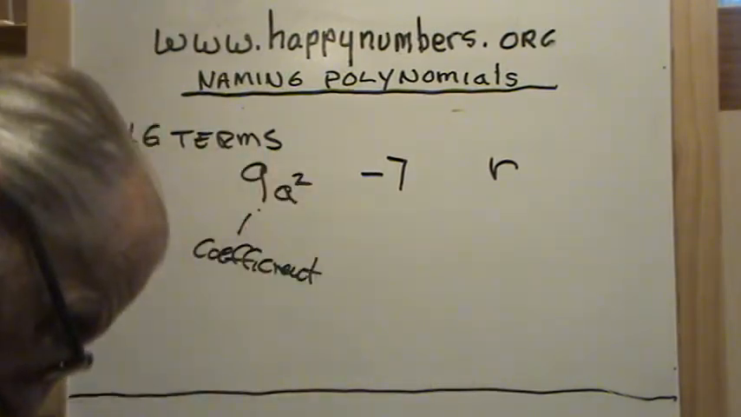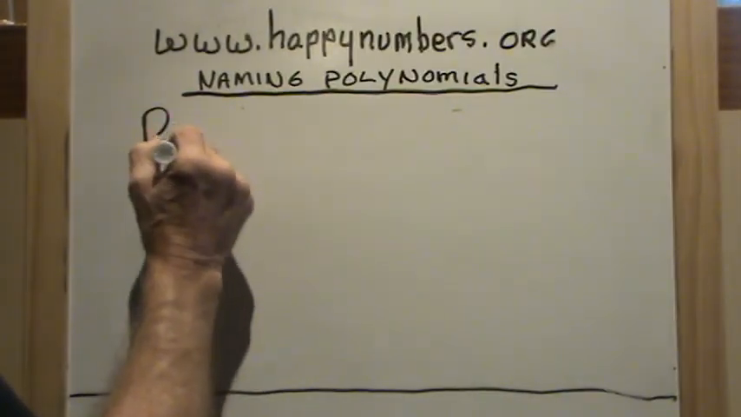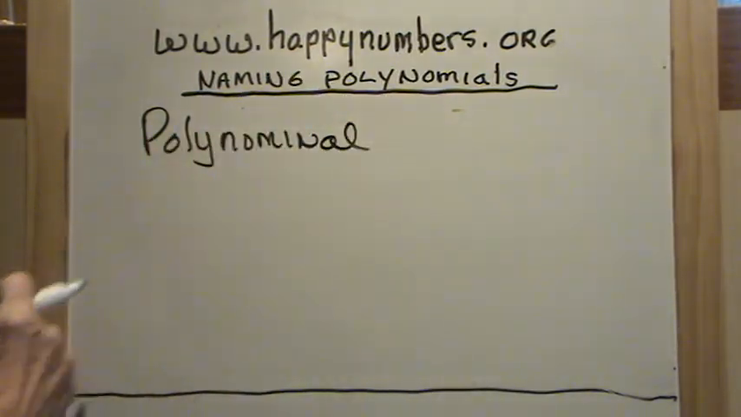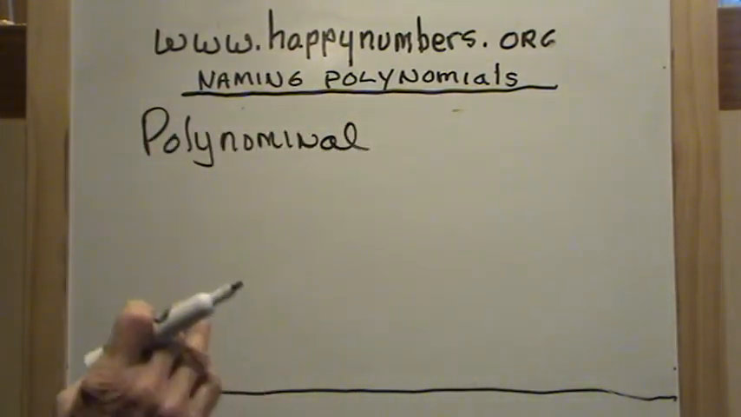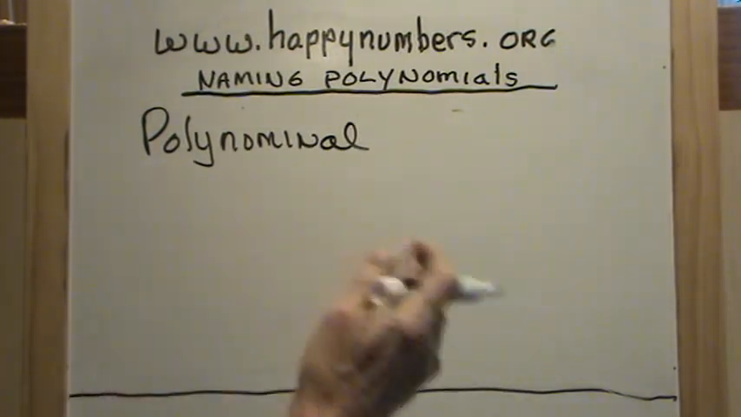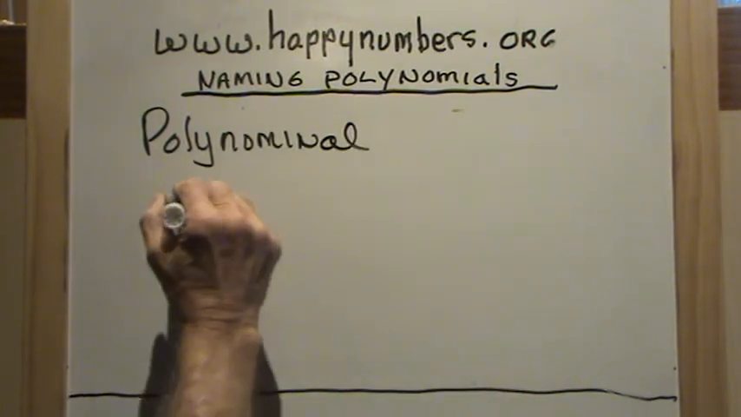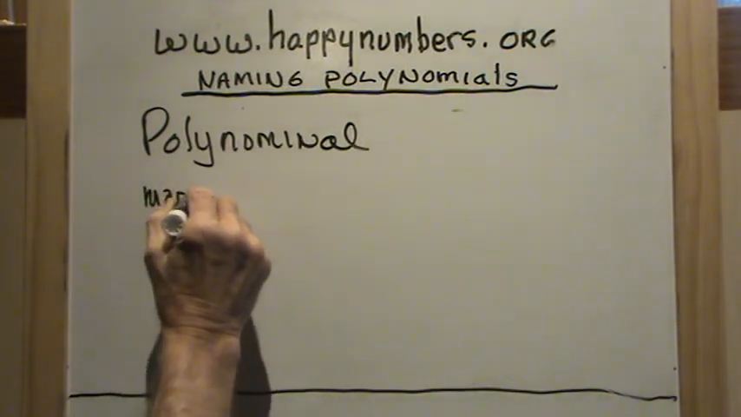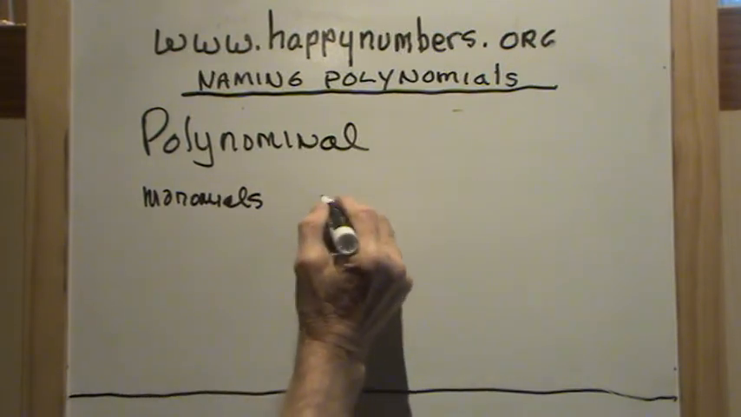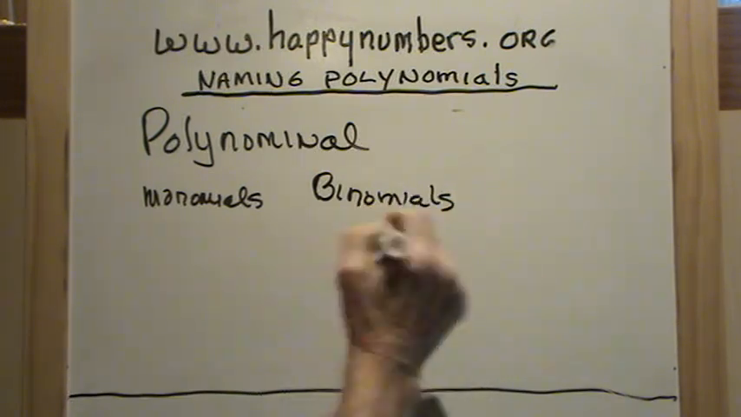Okay, so those are algebraic terms, and then the other concept that we're interested in is the polynomial, which contains 1 or more algebraic terms, usually connected by a positive or a negative sign. And we have monomials, which have 1 term in them. We have binomials, which have 2 terms, and trinomials.